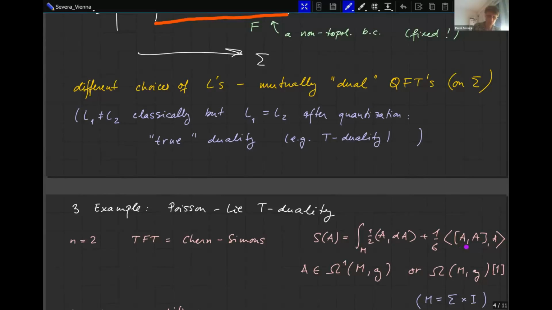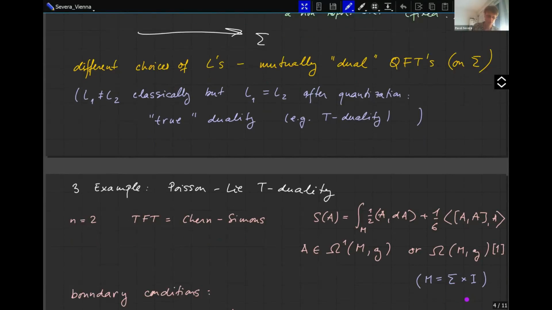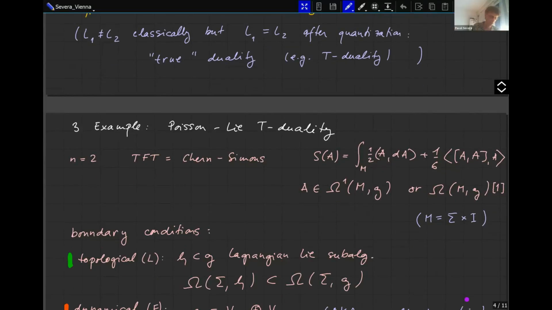I'm going to talk mostly about these things in the Batalin-Vilkovisky formalism. That's why this A, which is ordinarily a one-form, is going to be really a form of arbitrary degree with values in our Lie algebra. I remind you that for this sandwich picture, this three-dimensional M should be Sigma times an interval, where Sigma is a surface. And now, what kind of boundary conditions are we going to consider? First, I'll tell you this topological boundary condition.